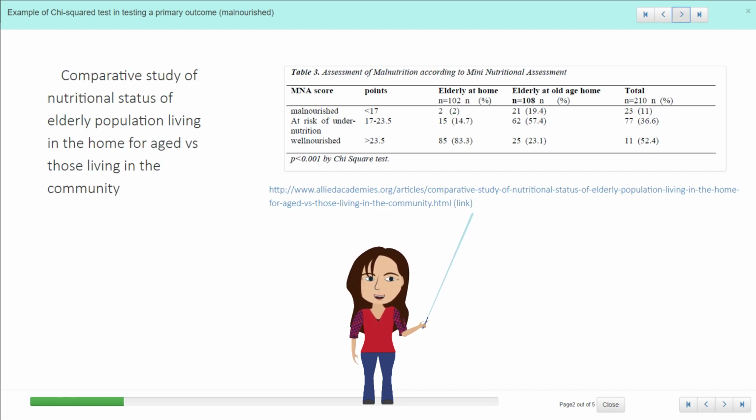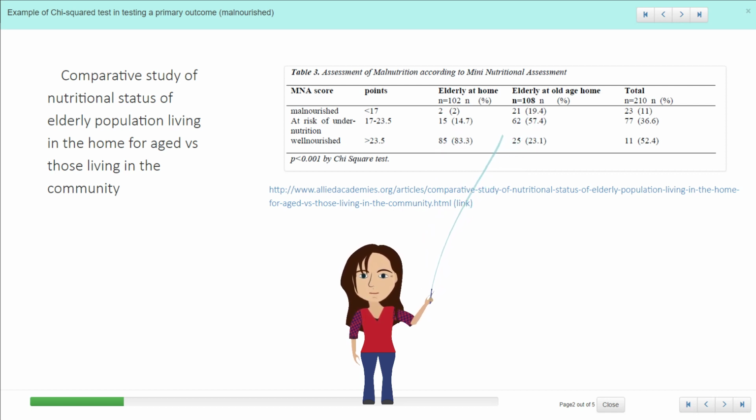There's a link to the article here if you're interested, and let's have a look at what they were trying to find out. So this is our outcome here, their malnourishment score. So their raw score would have been continuous, so they could have looked at that with, if they were using the raw score, a t-test or an ANOVA, or perhaps a multiple regression if they had some other variables. What they've done is divide it up into, were they malnourished, at risk of undernourishment, and were they well nourished? And the people they were comparing were elderly people living at home and elderly people living in an old-aged home.